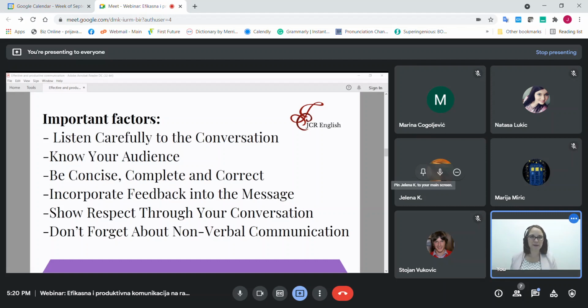Incorporate feedback. What is feedback and why is it so important? When it comes to feedback, I always give it to my students. I always say what they did very well in their tasks and what they need to work on more, what they would need to improve in order to make progress in their classes.